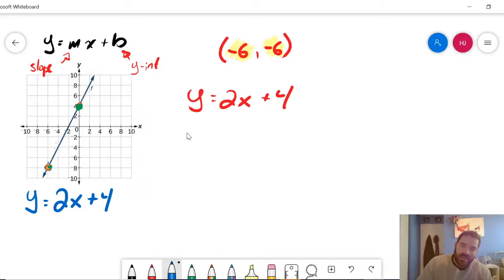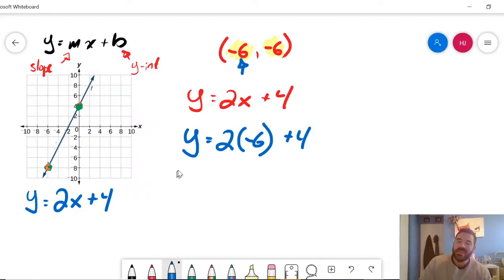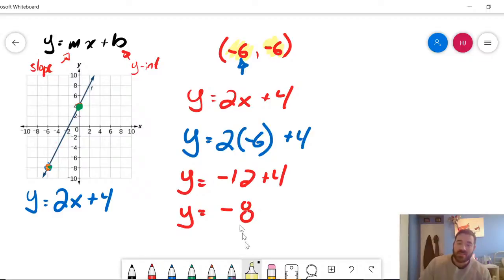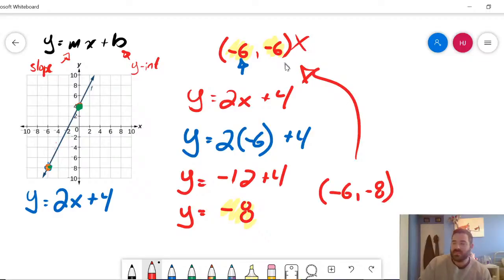And to demonstrate that, I can say, okay, this is y is equal to 2x plus 4, but instead of writing x, I'm going to replace x with -6 because I want to know what the y value is when x is -6. So I'm going to put in 2 times -6 plus 4, and then I'm going to solve this to determine what the y value is. So let's see. 2 times -6 is -12 plus 4, and -12 plus 4 is -8. That is what the y value is when the x value is -6. So one of the points on the line is (-6, -8). That is not (-6, 6), so it does not lie on the line.